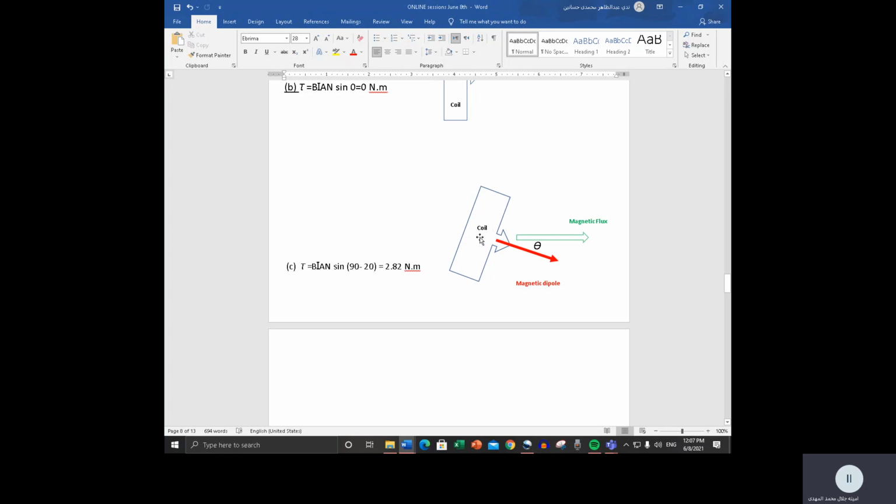You know now why I subtracted here 90 minus 20. So when I plug in the numbers and put all the values, the final answer is torque equals 2.82 Newton meter. Okay, so 2.82 means that it is less than maximum.